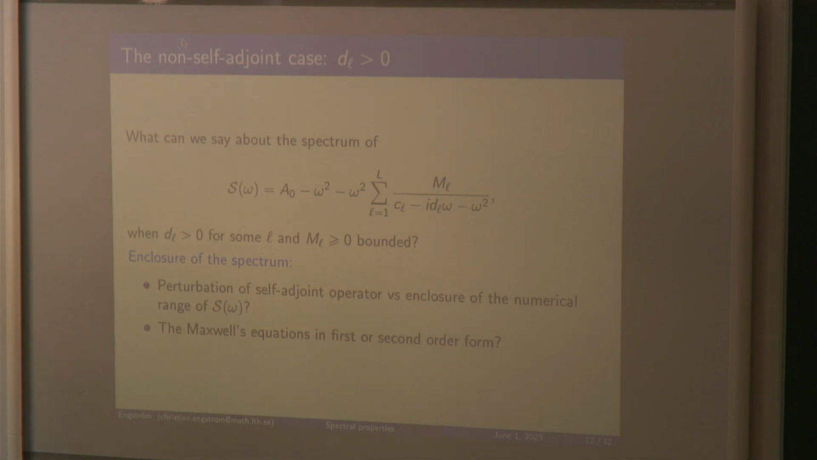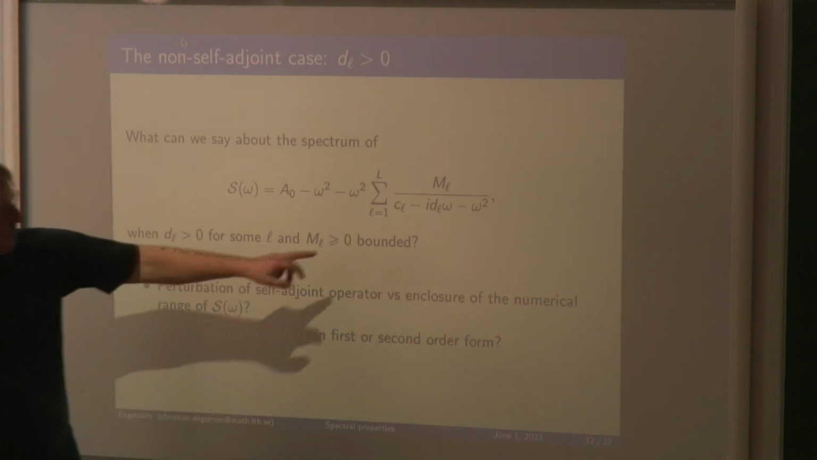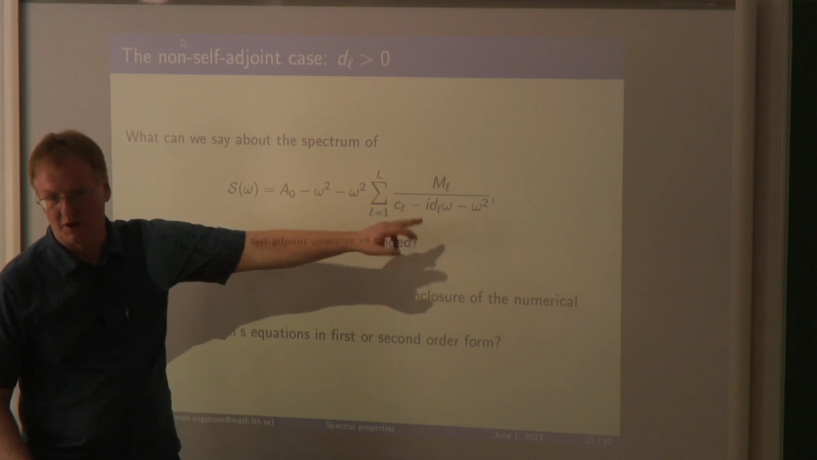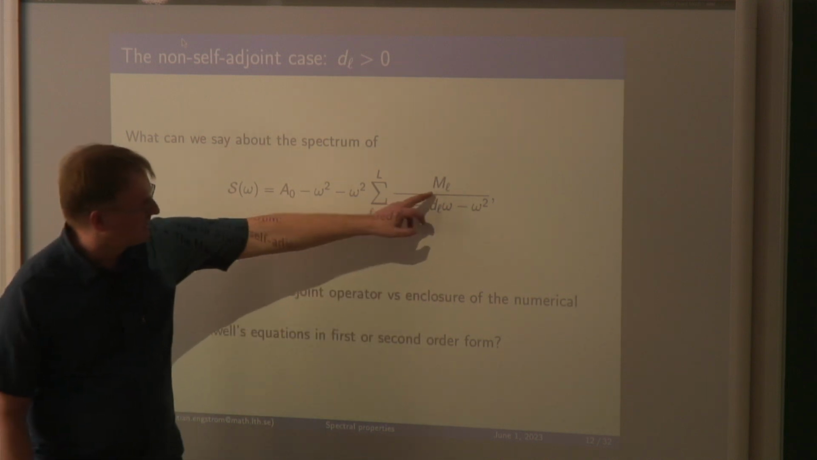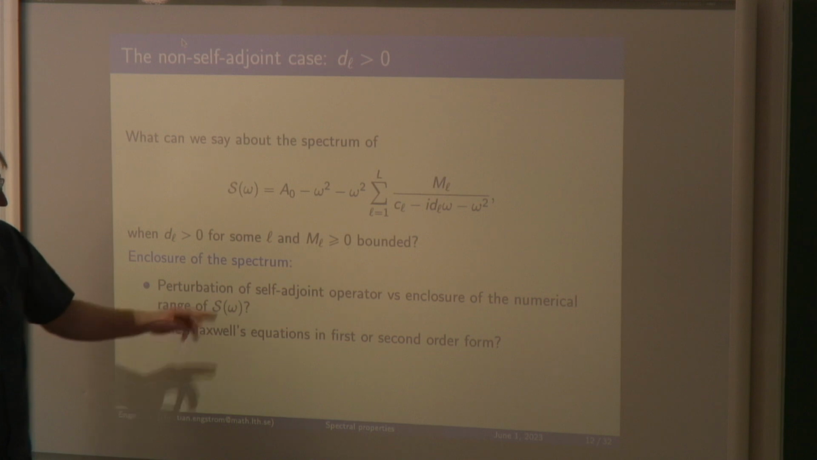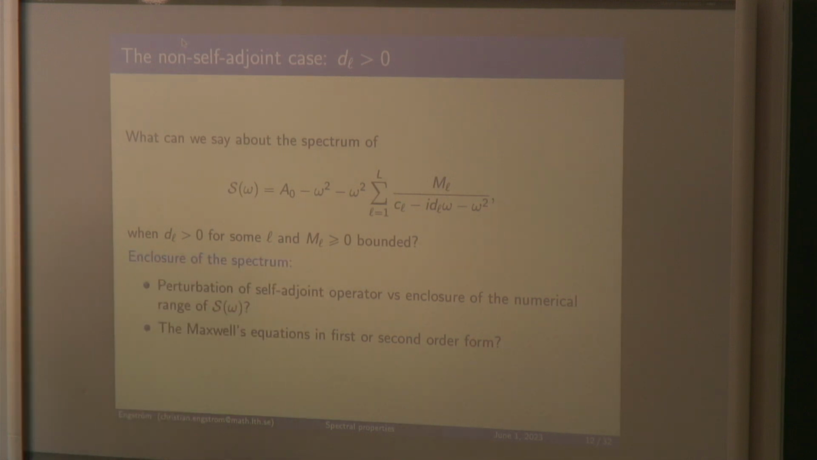So what happens now if we don't have that? What happens if we have a rational function of this form? Before we had some constant and characteristic function, but in any case, this is a bounded operator. So we just put something there. It doesn't really matter. Now, of course, the spectrum may not be on the real axis, so we would like to know where it is. So we want to have some kind of enclosure of the spectrum.